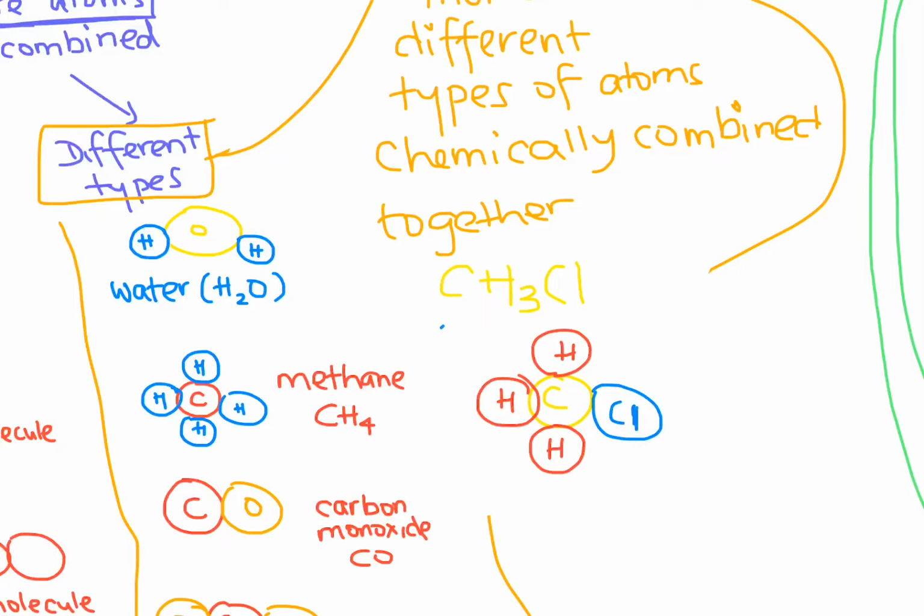So here I have CH3Cl, and this is the molecule. So here you can see there is 1, 2, 3 types of atoms combined together chemically. When I'm saying types of atoms here, I'm counting the colors. I'm looking at the colors. You can also look at the size, all the type of atoms combined.